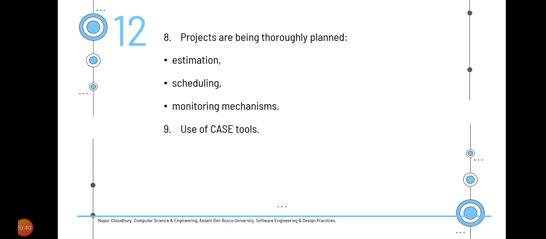The eighth important difference: the projects are thoroughly planned in the modern-day scenario, where estimation related to cost, manpower, and resources is calculated, followed by scheduling, which involves the scheduling of various activities and the time at which they will be completed. And the third important planning aspect is monitoring mechanisms, where the group leader or the manager has the authority to keep a check on the development process.